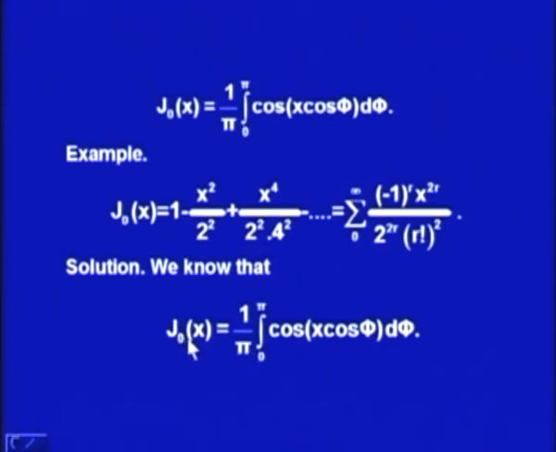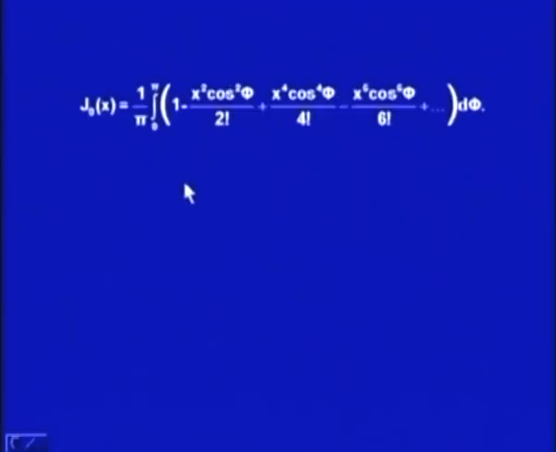We know that J0(x) is equal to 1 over π integral 0 to π cos(x cos φ) dφ. Now, let us put the Maclaurin series expansion of cos(x cos φ), then we shall get J0(x) equal to 1 over π integral 0 to π of 1 minus x square cos square φ over 2 factorial plus x to the power 4 cos 4 φ over 4 factorial minus x to the power 6 cos 6 φ over 6 factorial and so on, dφ.